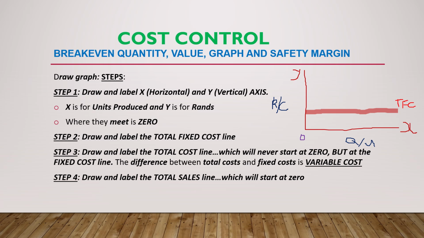Okay, always start with this one because it's simple. Total fixed cost: something that is fixed does not change. So whether we produce and sell how many, the cost remains the same, right? Total fixed cost. And then the second easiest one is your total cost.